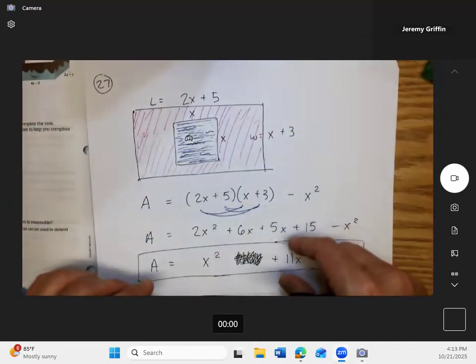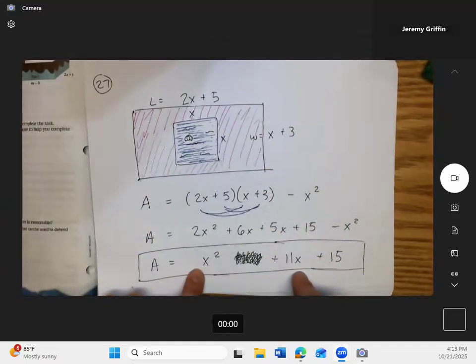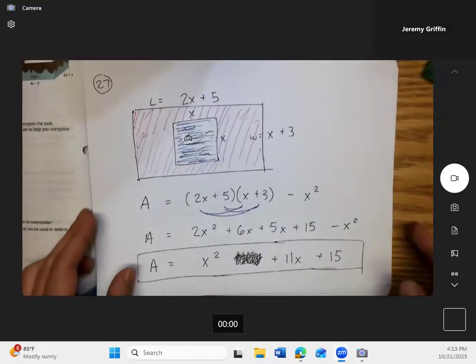Or suppose the side length was like 30 meters. You have a huge pool, 30 by 30 meters. You can pop in 30 meters here. It'll also tell you how much wood you need in square meters.